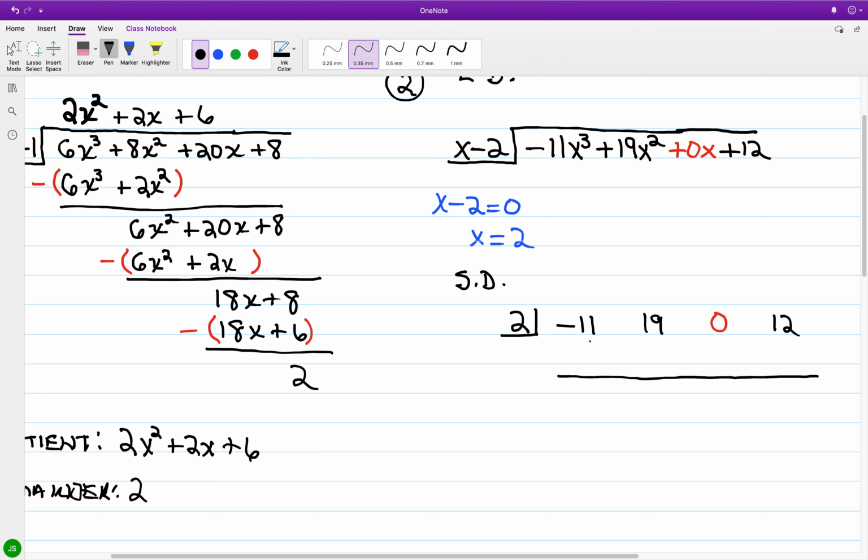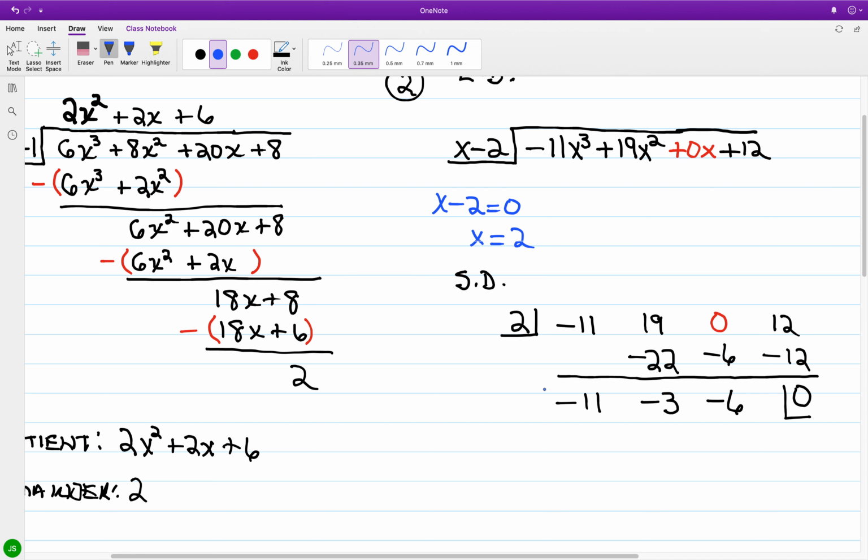Now the leading coefficient from the dividend is negative 11, and any leading coefficient I'm going to bring down. We have 2 times negative 11 is negative 22, and 19 plus negative 22 will be negative 3. 2 times negative 3 is negative 6. 0 plus negative 6 is negative 6. 2 times negative 6 is going to be negative 12. 12 minus 12 is 0.